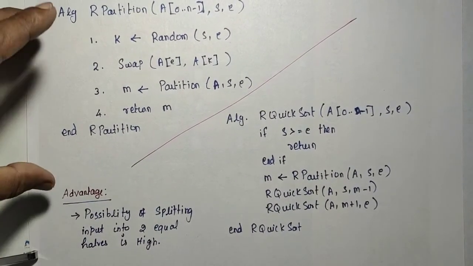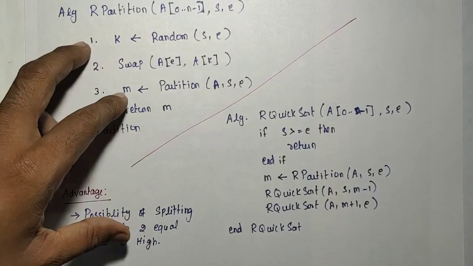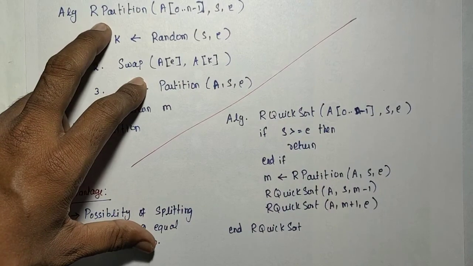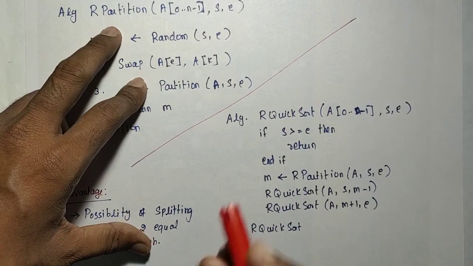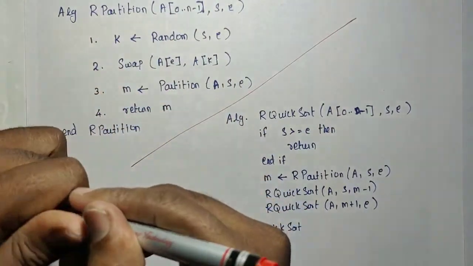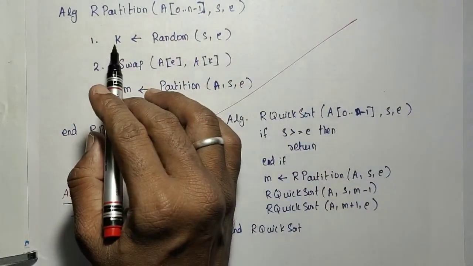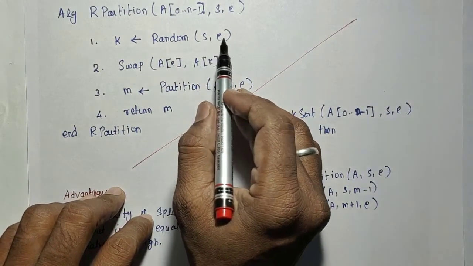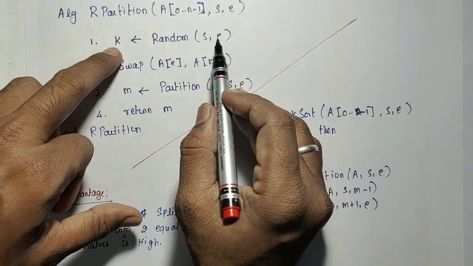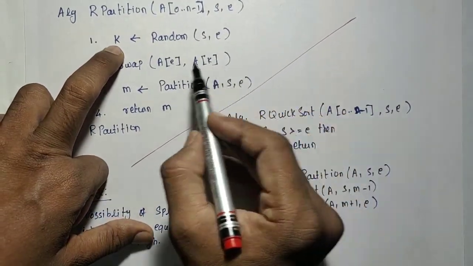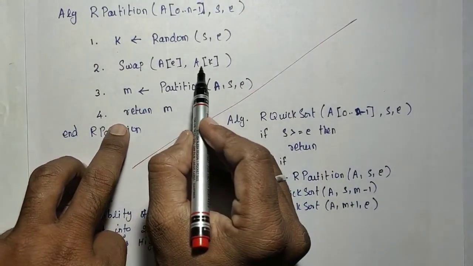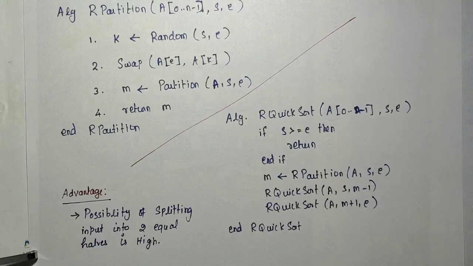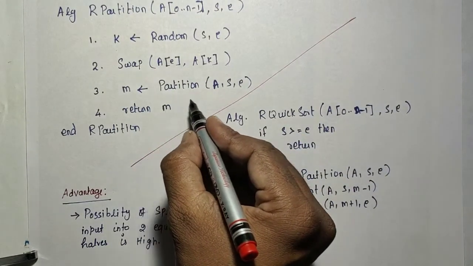So this is the algorithm for the randomized quicksort. We are just going to modify it. We are going to add one more algorithm, R partition, that is a randomized partition. The input is A, S, E. We choose a number between S and E, starting index to end index, that will be K. The kth element and the eth element are swapped, so that the kth element goes to the last position, which is the key element. Then we call the usual partition algorithm.